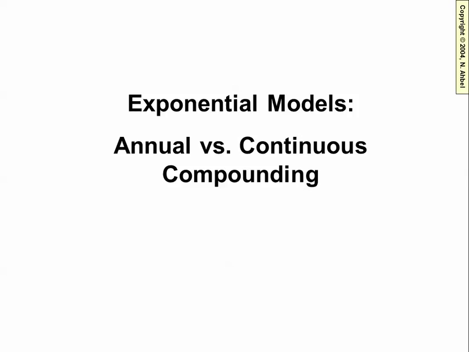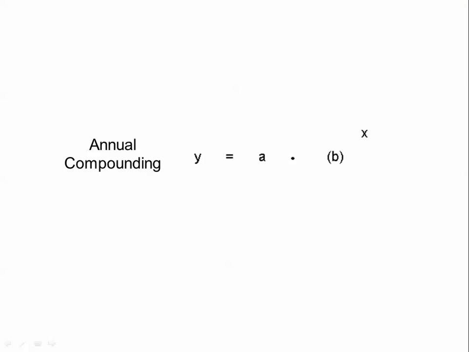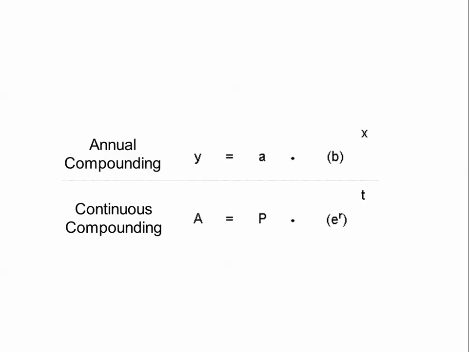So let's compare and contrast exponential models, the annual model versus the continuous model. For annual compounding, we have y equals a times b to the x. For continuous compounding, we have A equals P times e to the rt.